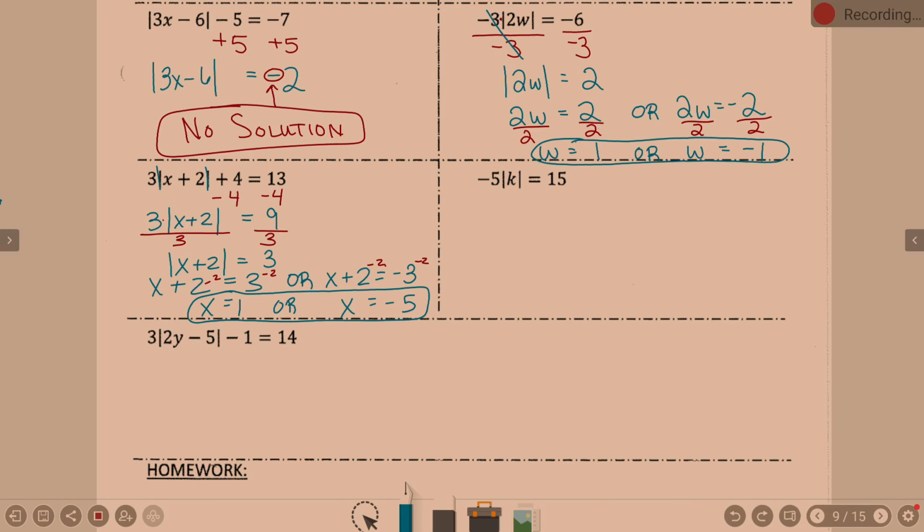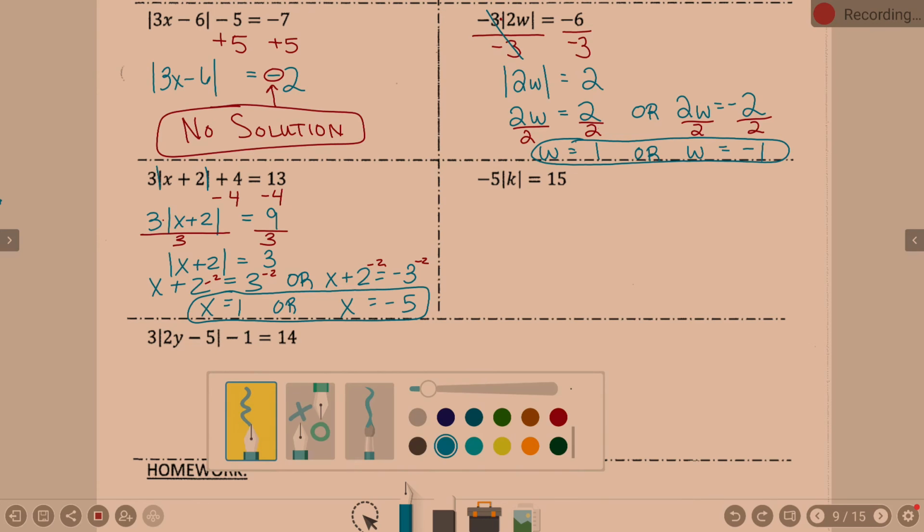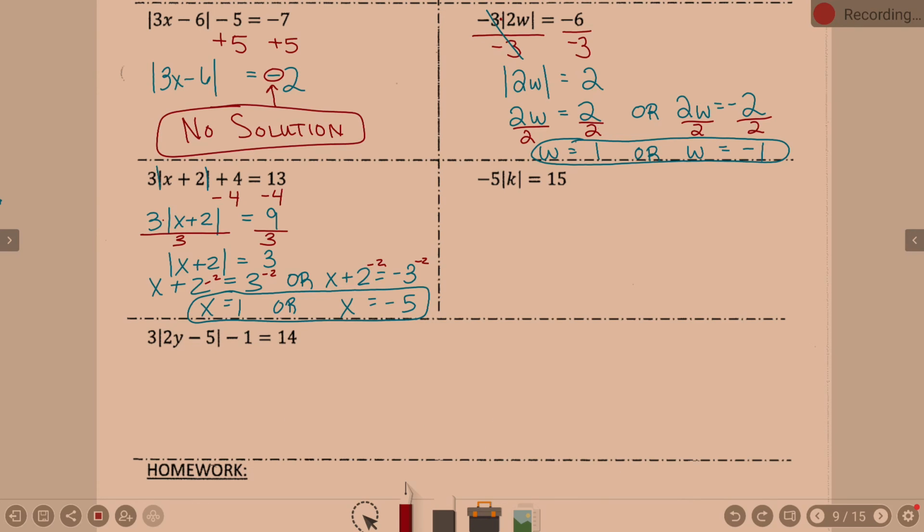We've got 2 more problems, and let's get you guys some work time. What's my first question to you? Are my absolute value bars by themselves? Is there anything outside of my absolute value bars here? Yes, it is on the other side. So are we isolated? No.